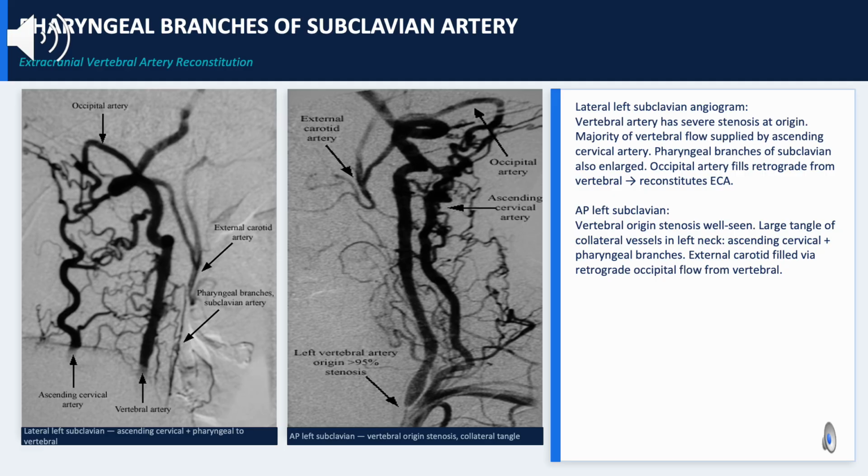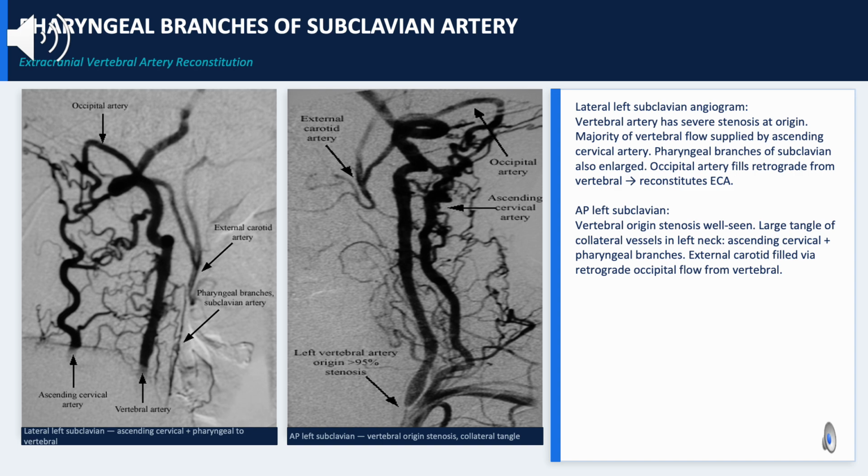The vertebral fills the occipital retrograde, the occipital then fills the external carotid retrograde. This demonstrates the bidirectional relationship between the vertebral and occipital arteries. Flow direction depends entirely on which end has higher pressure.